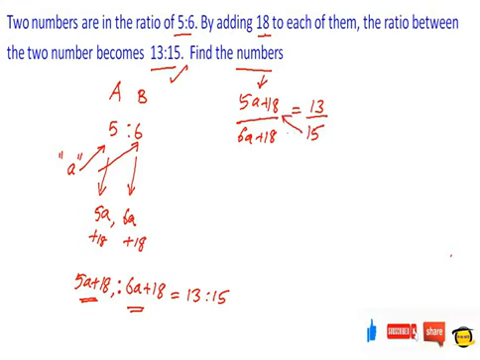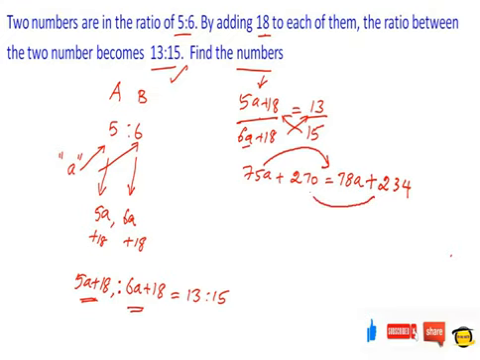So let's cross multiply. So 15 times 5, that is 75A, plus 15 times 18, that is going to be 270, and that is equivalent to 13 times 6A, that is going to be 78A, plus 13 times 18, which is equivalent to 234. Now let's simplify. So we can shift 75A over here, and we can shift 234 over here, and we'll be left out with 36 is equivalent to 3A, which means what is A? 12. The common multiplication factor A is found to be 12.